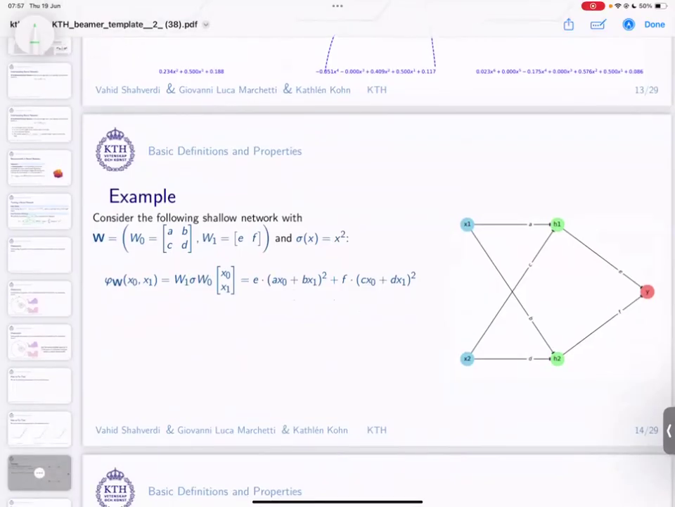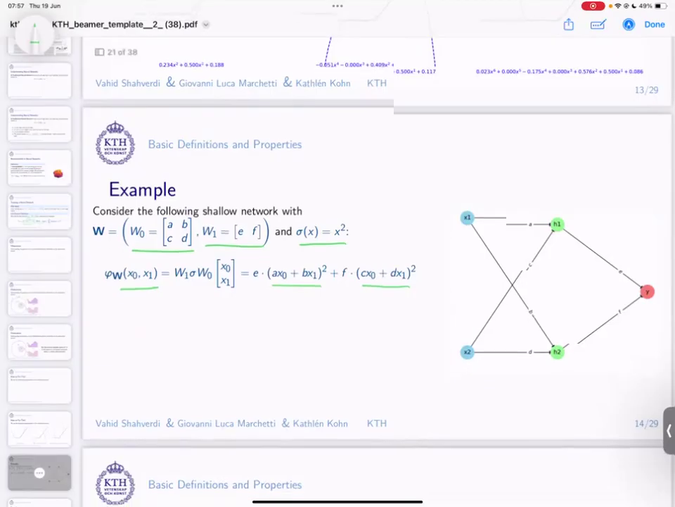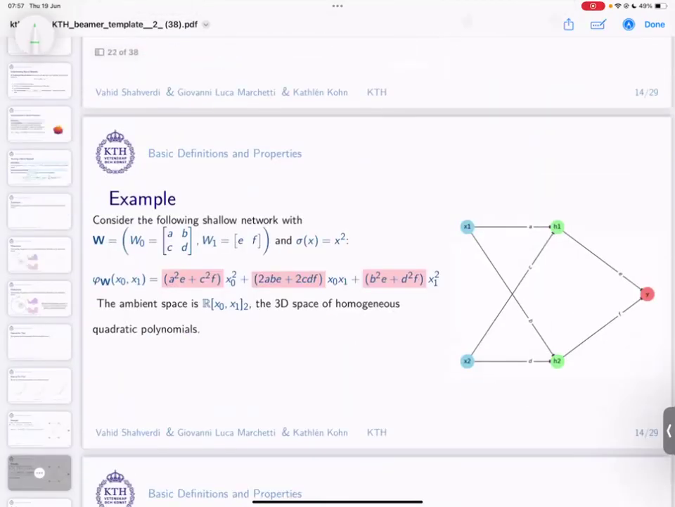Just seeing one example, this shallow network. We have this 2 by 2 matrix as the first layer, and the second layer is just 1 by 2. And let the activation function be x squared. If I compute the output of this network, it's going to look like this. The output of this network is like looking at these coefficients of degree 2 polynomials based on the input variables. So the ambient space already became finite dimensional. That now is actually 3-dimensional. So that's the main intuition: the ambient space of the neuromanifold becomes finite dimensional.